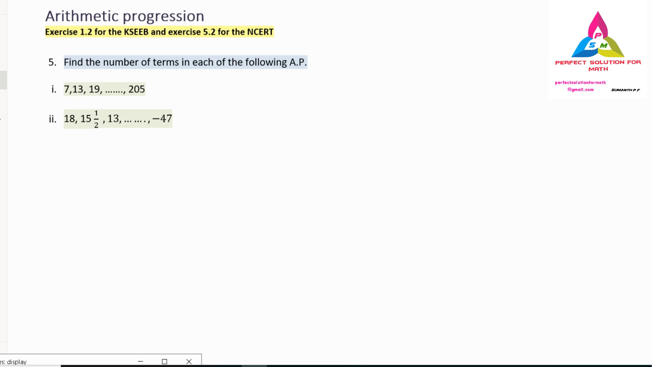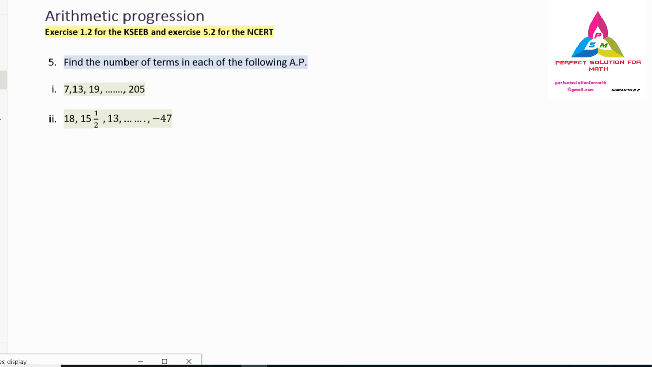Today we are going to learn the topic Arithmetic Progression, exercise 1.2 for the KSEEB and exercise 5.2 for the NCERT. In that fifth question, find the number of terms in each of the following AP. So here two questions are given. The first one: 7, 13, 19, so on, 205. So here 205 is the last term. So you have to find which term it is, meaning how many terms are there in that given AP.